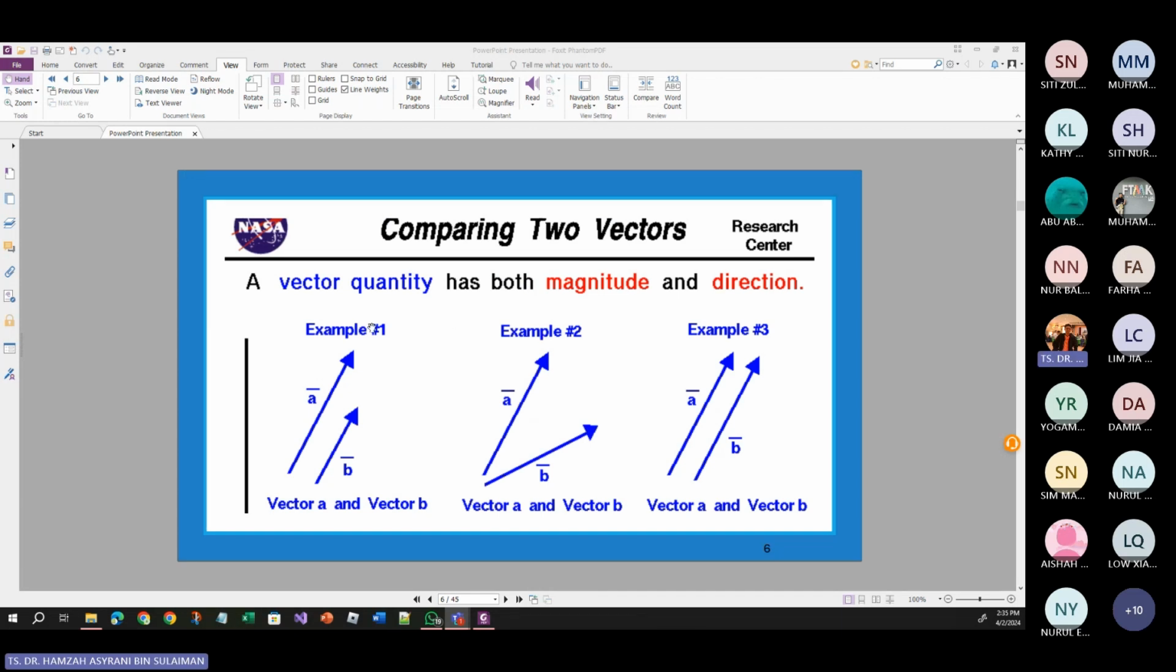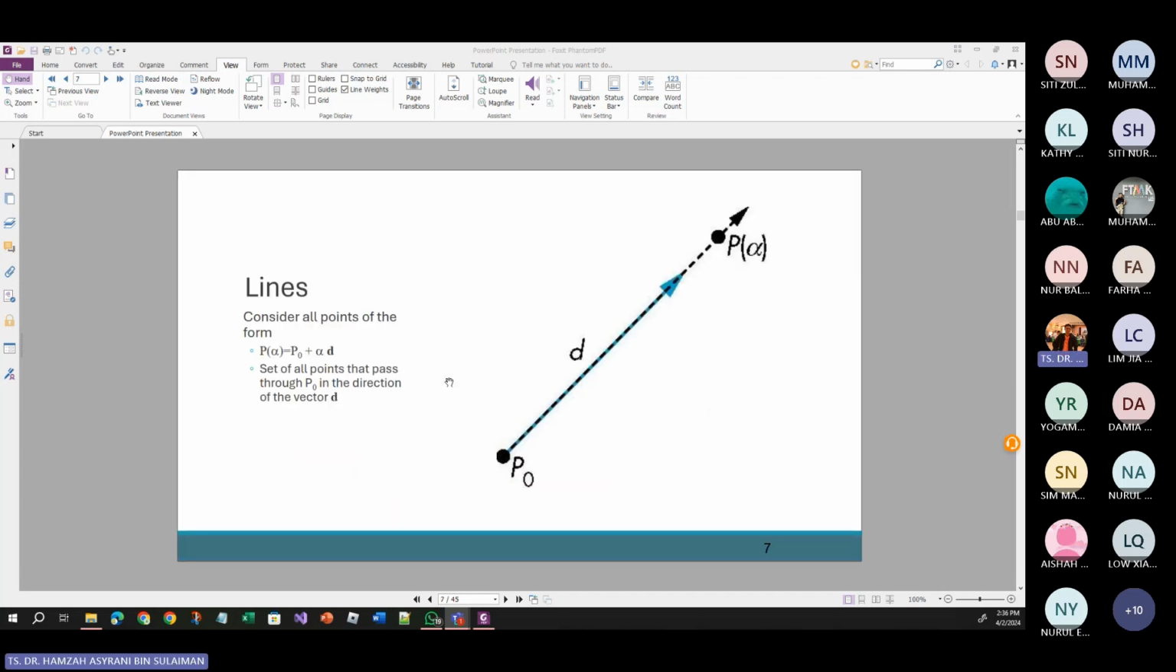If you are familiar with this from your SPM, a vector has magnitude and also direction. For example 2A: A and B are parallel with this. Then in example 2, there are vectors that are not parallel, A and B. In example 3, some are the same, some are not. These 3 examples are the most common ones. Lines, of course, are created between points.